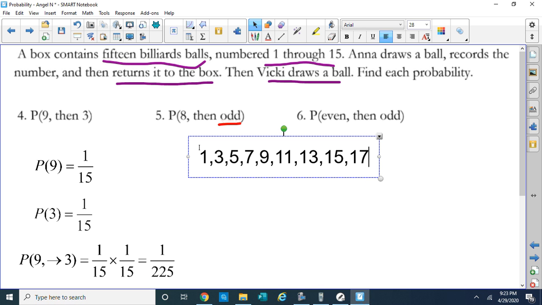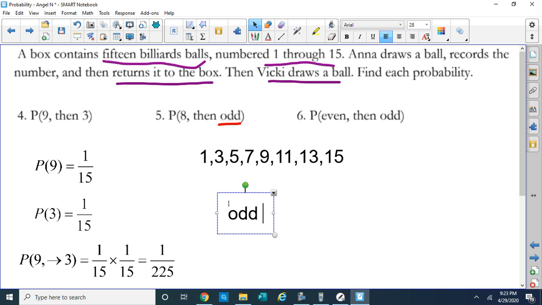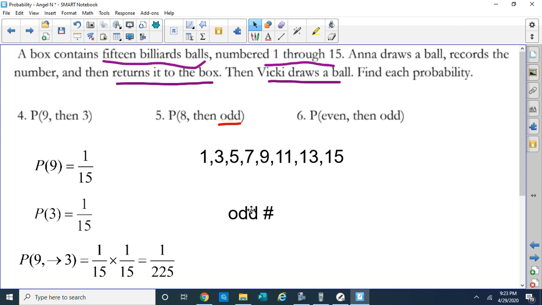17 would be an odd number. Angel, can I use 17? That's right, Angel. I can't use 17 because there are only 15 billiard balls there. So I'm going to stop right there. These are all of the odd numbers of billiard balls that we can get. So those are my odd number billiard balls.